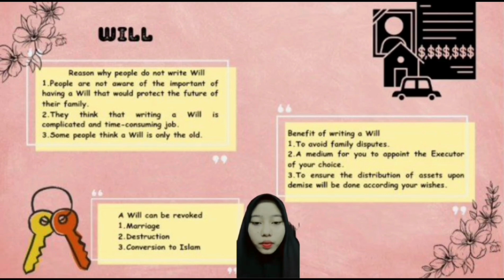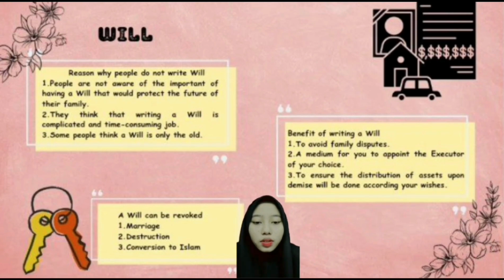Next, a will can be revoked. The first one is marriage. A marriage or remarriage, divorce or separation does not revoke a will. The second point is destruction, when the testator physically destroys the will with the intention of revoking it. Accidental or malicious destruction by a third party does not constitute revocation.